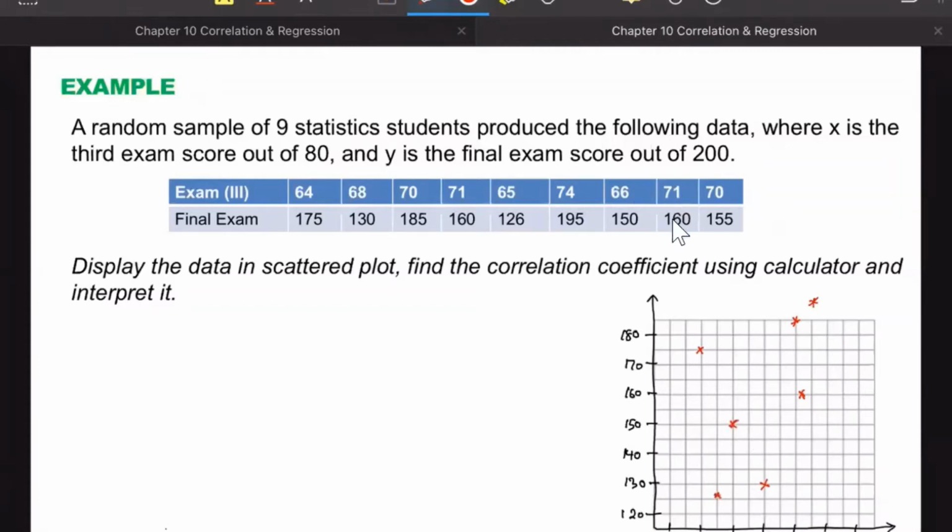Second last point, 71, 160. We already plotted that point. Somebody got 71 in the third exam and 160 in the final. Same with this student also. Last one, we have 70 and 155. When it is 70, it is 155. It is this point. Verify that.